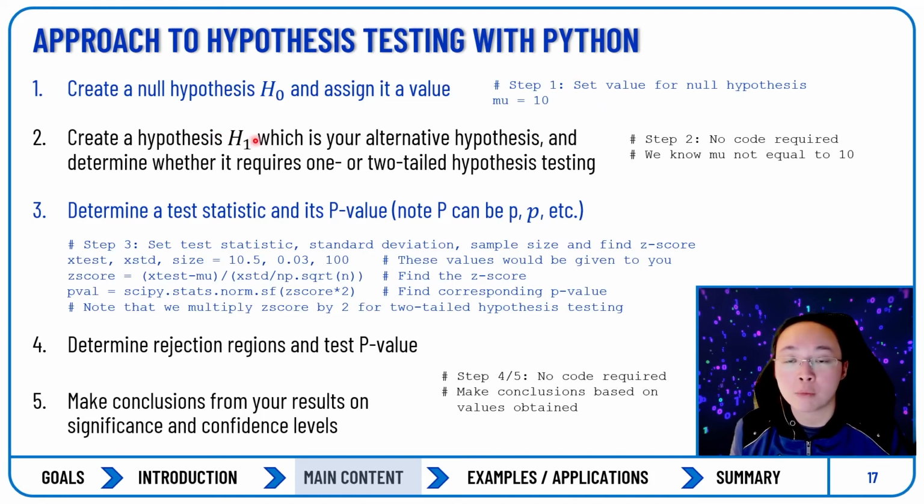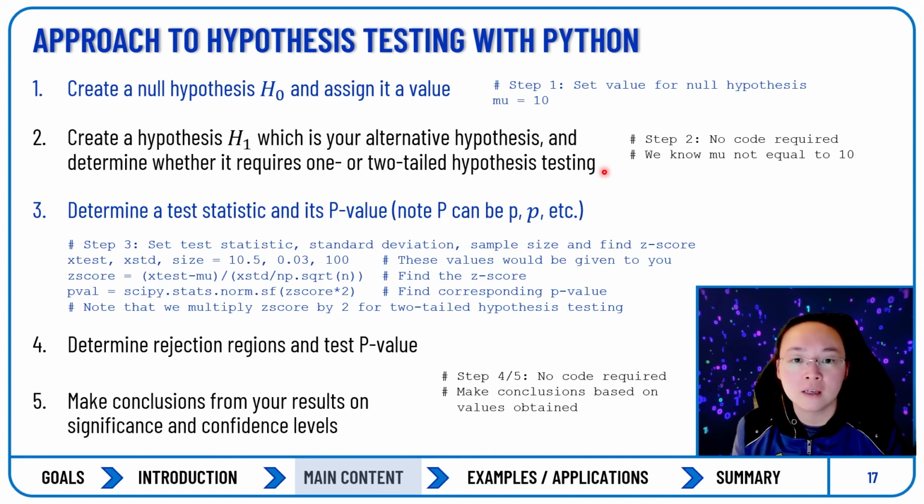We then create a hypothesis H1, which is our alternative hypothesis, and determine whether it requires one or two-tailed hypothesis testing. So we don't need code for this. We simply know that whatever our hypothesis is, it's such that mu is not equal to 10. And that means it's going to be a two-tailed hypothesis test because it can be above or below.